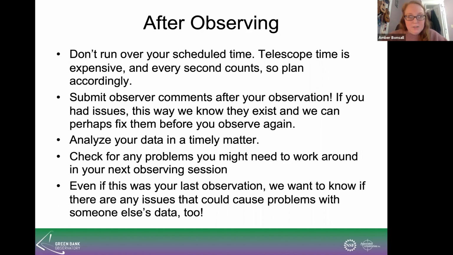Check for any problems you might need to work around for your next observing session. Like I explained to my group last night, Tony's going to give you time in increments. If you have a 20-hour project, he's not going to give you all 20 hours at one time. This might seem odd, but first of all, who wants to sit there for 20 hours straight?